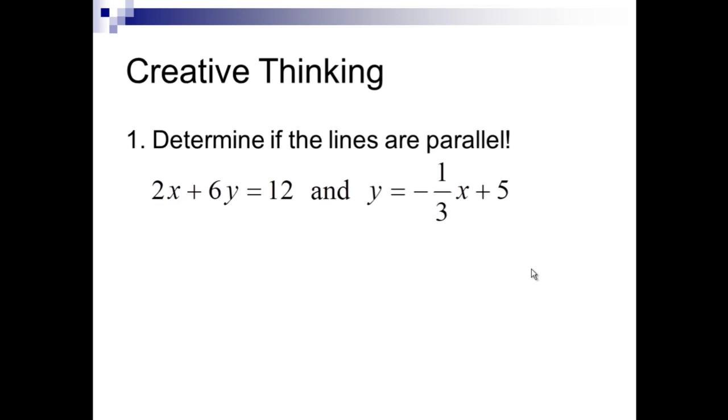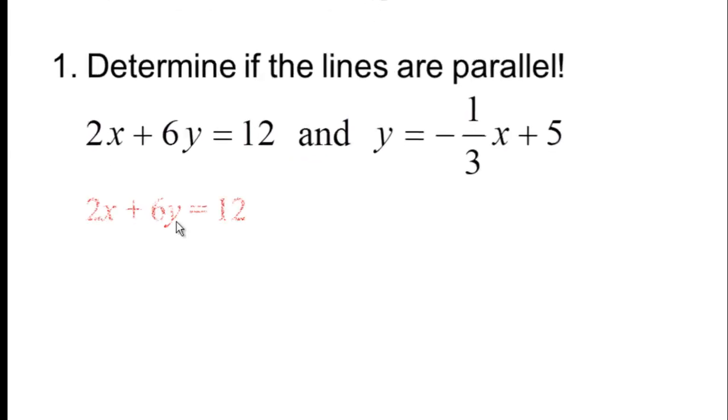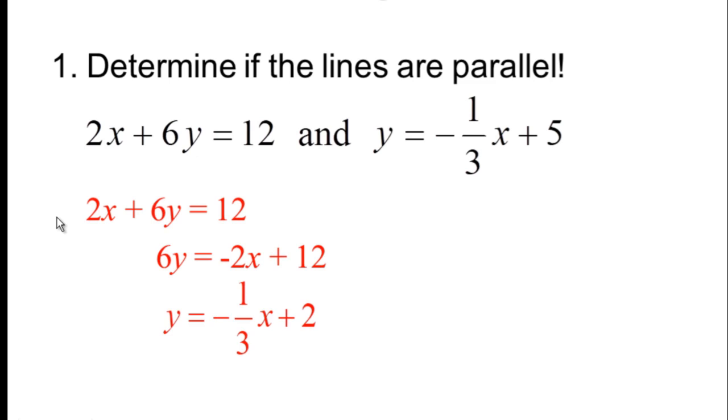Let's do the exercise. Number 1. Determine if the lines are parallel. From the first equation, let's change the form to y equals -1/3 x plus 2. From the equation, we know that the gradient is -1/3. Let's check the second equation. We know that the gradient is -1/3. Because gradient 1 and gradient 2 are the same, both of the lines are parallel.